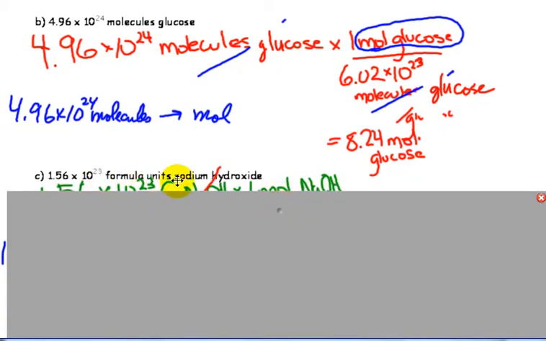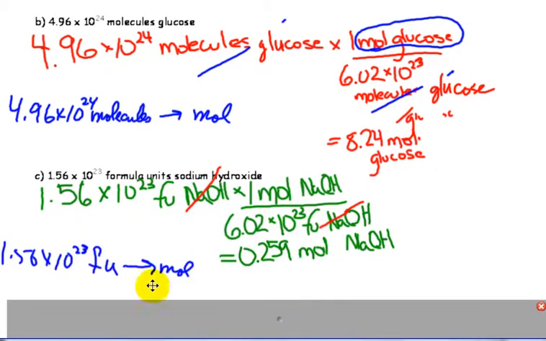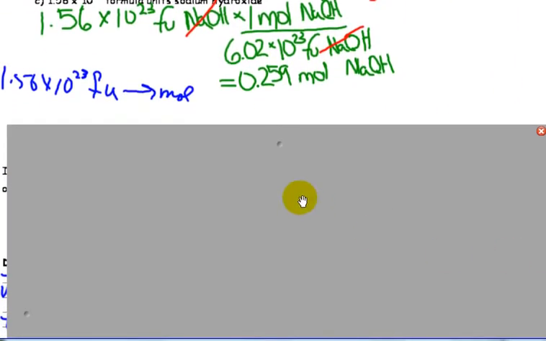Going from formula units of sodium hydroxide to moles. So formula units to moles, bottom unit, top unit, bottom unit, top unit. So you can see where you're starting from, where you're going to. That helps you set up that conversion factor. So 0.259 moles of NaOH.